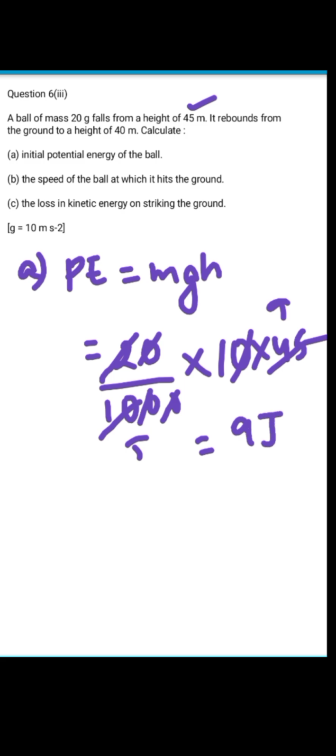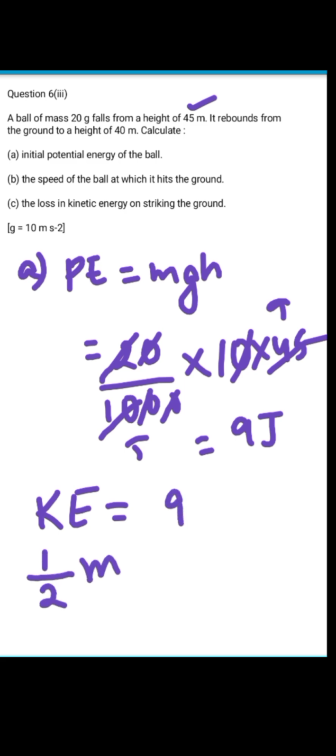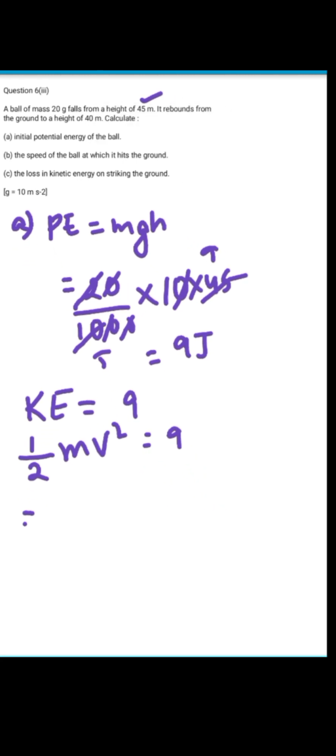Now the next question is, you have to find the speed at which the ball hits the ground. Now we know very well, due to the process of conservation of energy, what is going to happen. The potential energy at the maximum height, that is the initial potential energy, will be equal to the kinetic energy of the body when it just hits the ground. So I can say that the kinetic energy of the body will be equal to 9 joule. So what is the formula of kinetic energy? Half mv square. This should be equal to 9. So let's find the value of v.